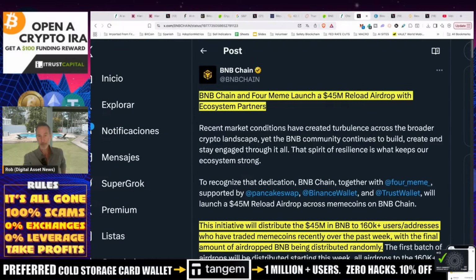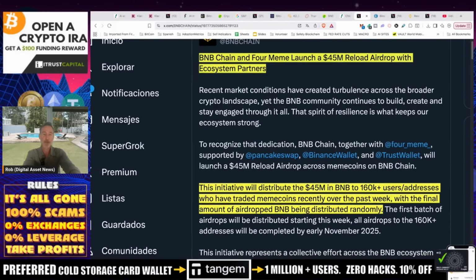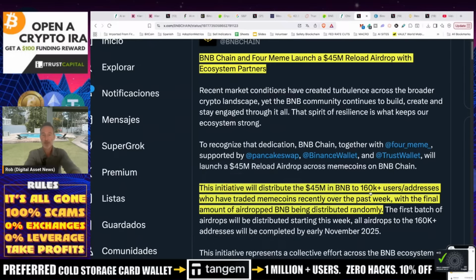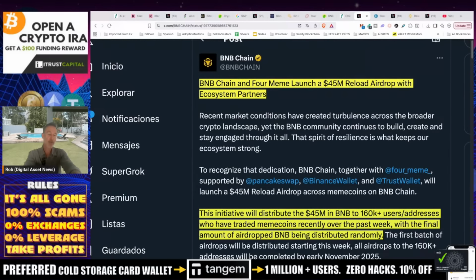And then, of course, I will give credit where credit is due. Binance Chain came out and said, look, if you were trading over the last couple of weeks, and especially our Binance meme coins, which if you're into that, that's cool. Have fun. BNB Chain announced a $45 million reload airdrop with ecosystem partners. This initiative will distribute $45 million in BNB to 160,000 plus user addresses who have traded meme coins recently over the past week, with the final amount of airdrop BNB being distributed randomly. So congratulations if you, I guess, lost some money or maybe gained a little bit.